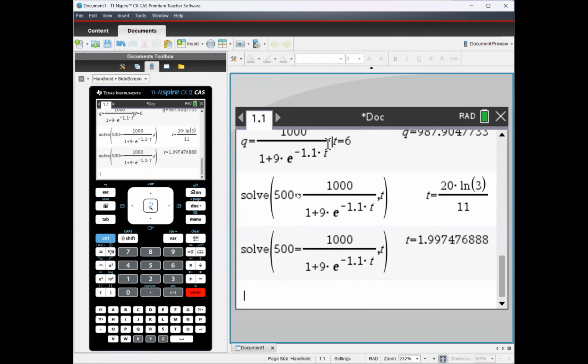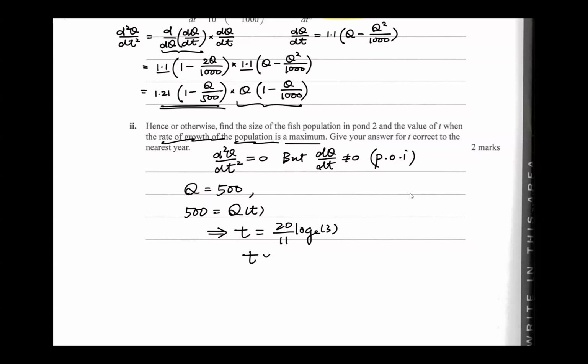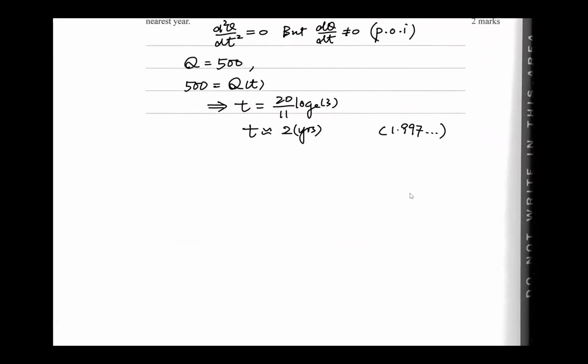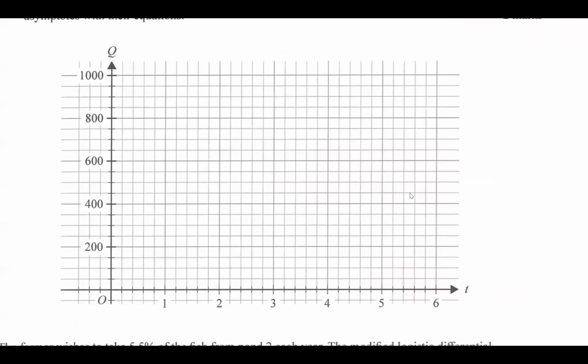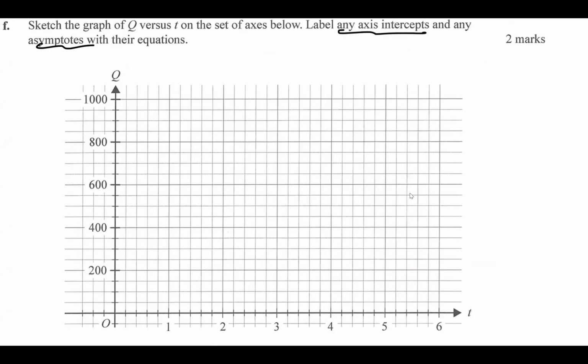And the next part, I suppose. Next part, we want to sketch the graph of Q versus t on the set of axes below. Want to label any axis intercept and any asymptotes. It doesn't ask us to state the coordinates of the point of inflection, but we already obtained it is roughly 2 here and 500, exactly 500. So I probably would label a point like (20/11 log e of 3, 500). Of course, if you label 1.997 something, 500, well, it's not required, so you don't need to label that, but you have to get an accurate position. This is a special feature of the logistic graph. So it's a point of inflection here.